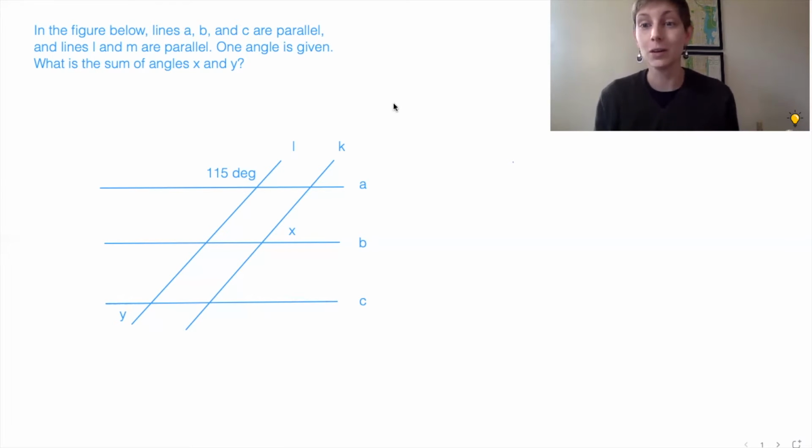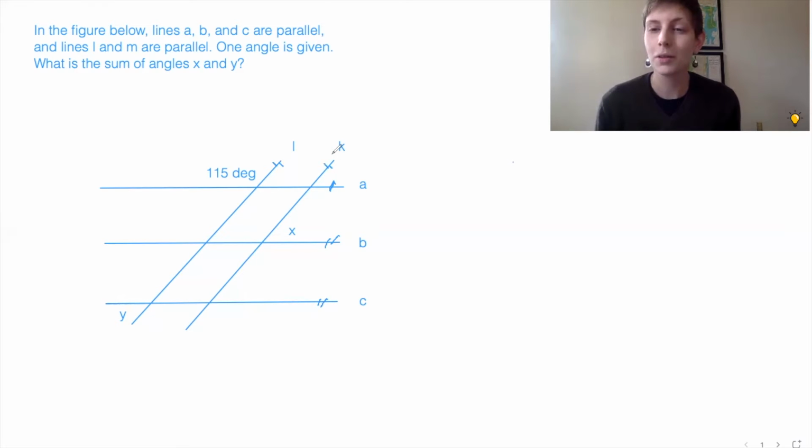And what we're given in the question is in the figure below, lines A, B, and C are parallel, and lines L and M are parallel. I'll often have my student redraw a diagram, and I like to mark parallel lines with some dashes here just to remind myself these are parallel and these are parallel.